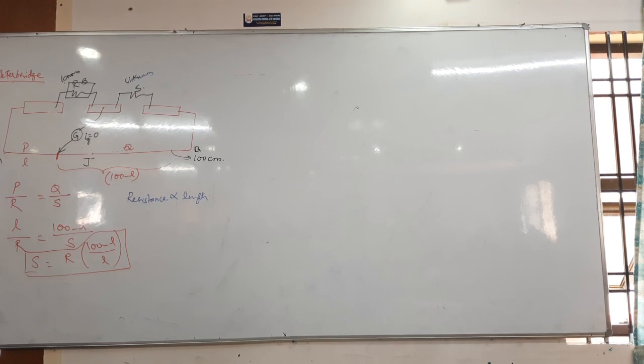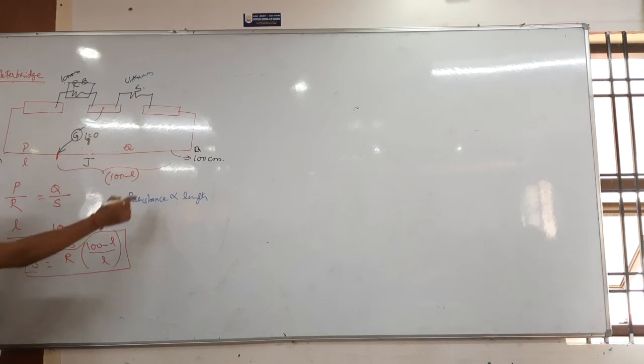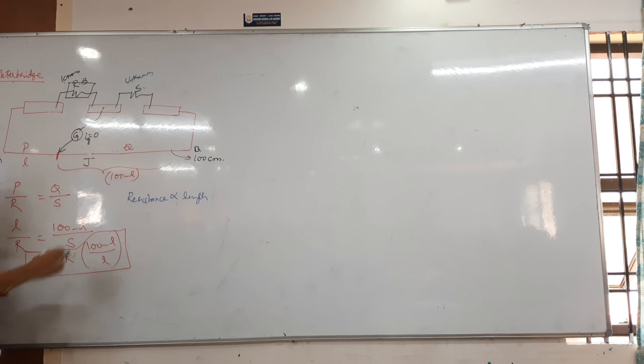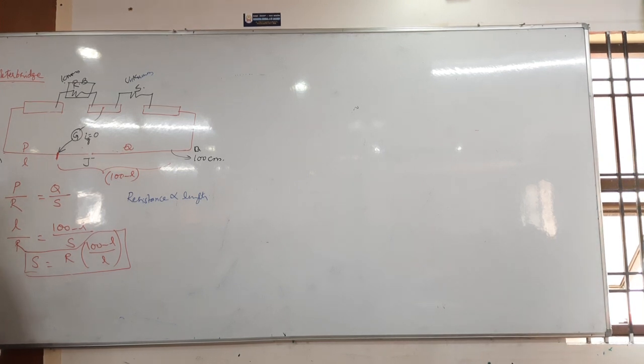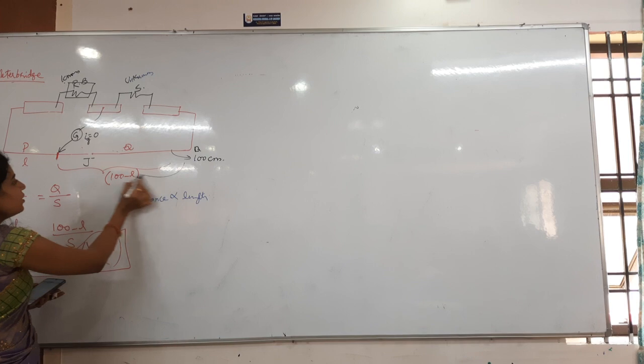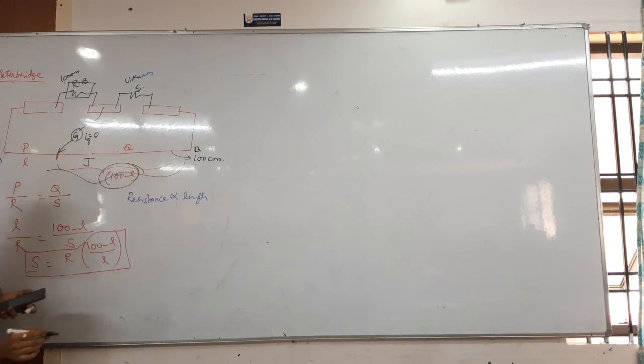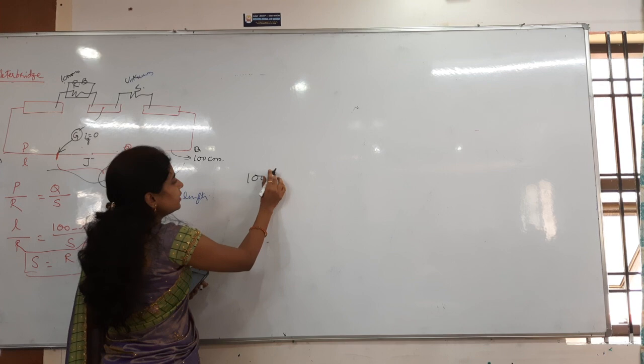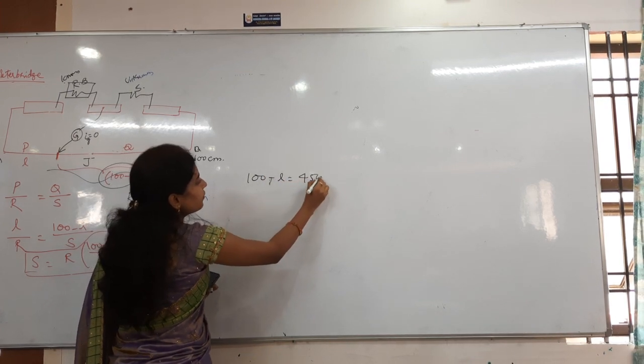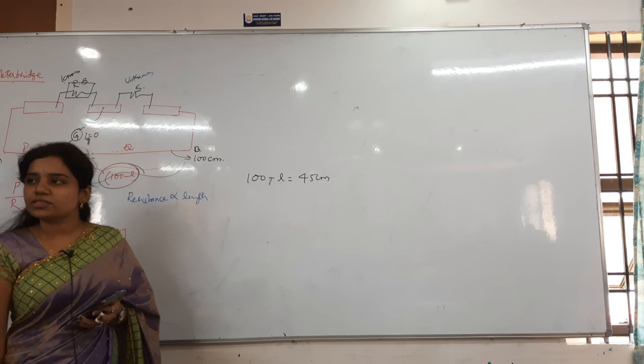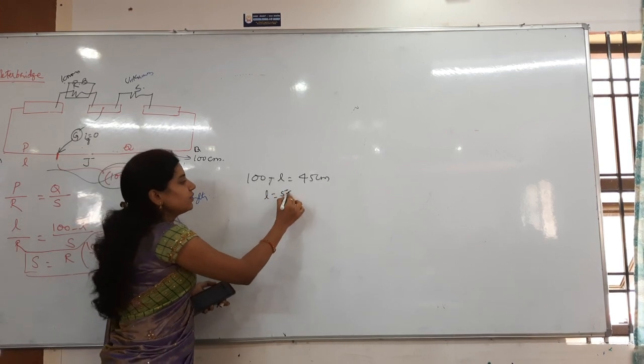How many of you got that 90? What about the remaining people? You are not reading the question. From where did I say the balancing length? B to A, nothing but from the right side. I have given the 100 minus L value as 45. Then L is 55. From point B to the balancing point, that length is 100 minus L, which is 45 centimeters. So L is 55.